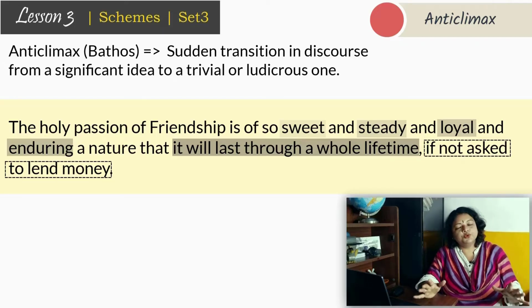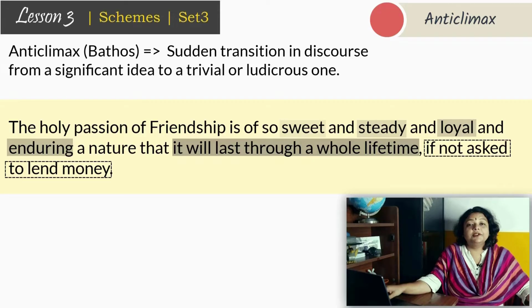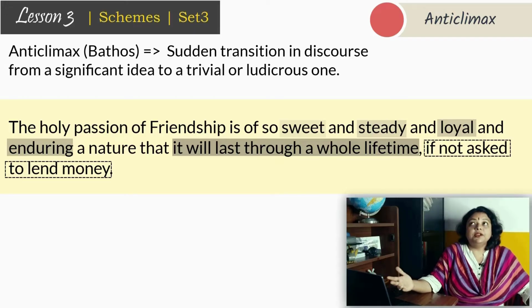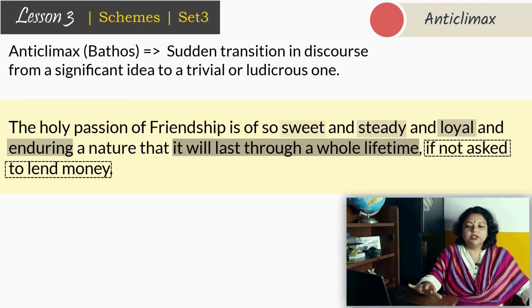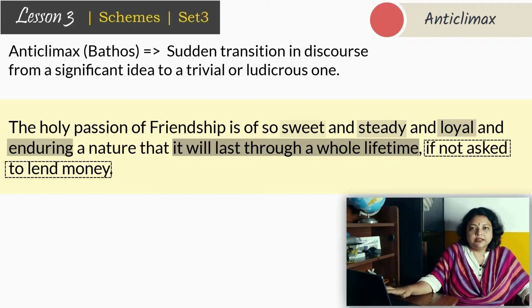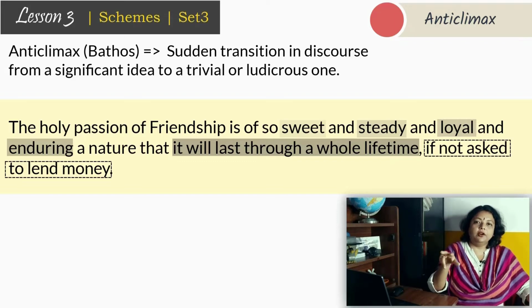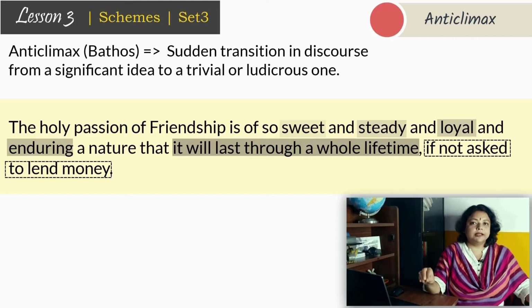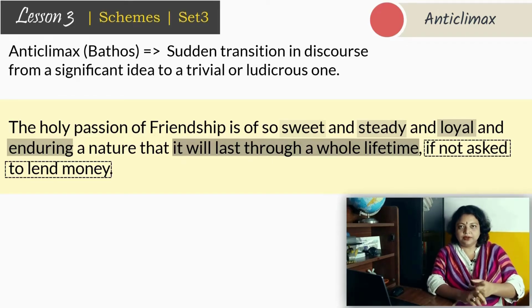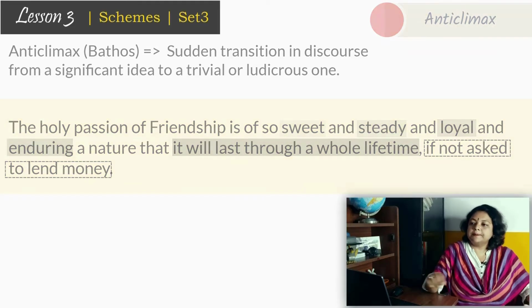Again, this is usually not found in poetic passages which are set for exams, but you might come across, who knows, if they give a line and they ask you to identify, chances are that you will be able to do it. And there might be questions like which of the following terms are related to each other, and they give the pair of words anticlimax and bathos. There you can identify that, okay, this is similar to that, so almost synonymous.